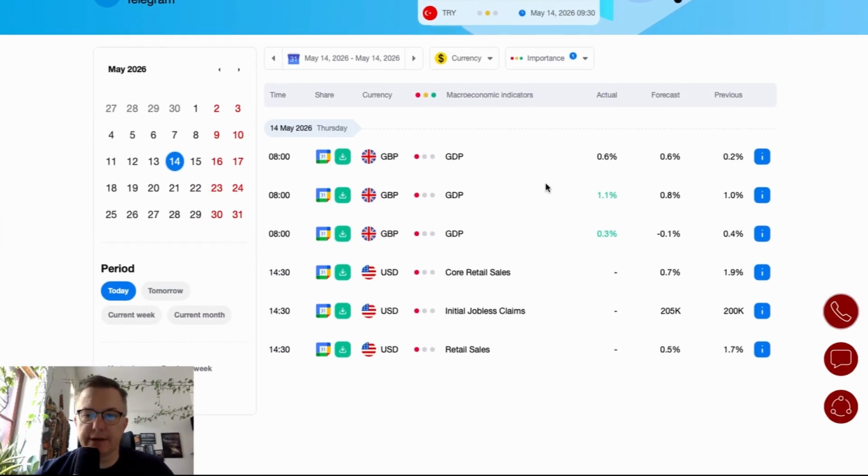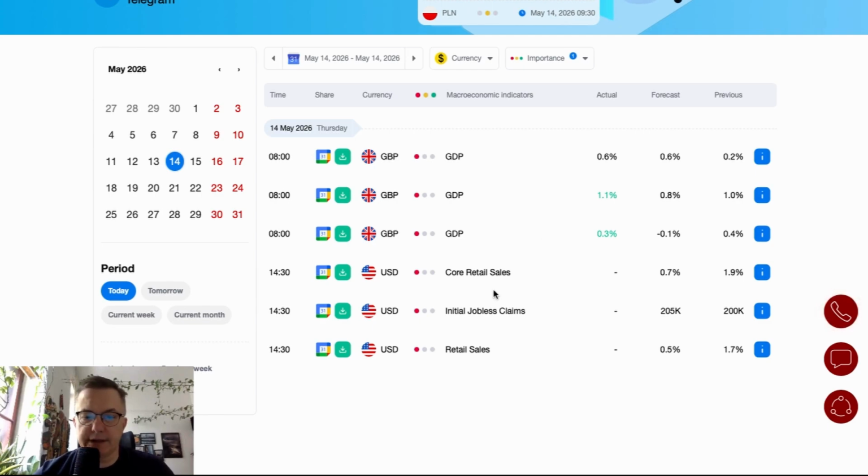Very important data. Some of it has been published, like GDP from the UK, as you can see, in line with expectations, up from 0.2 to 0.6% and up from 1% to 1.1%. Overall situation here with the GDP, different measures. I think it's monthly, quarterly and yearly GDP, generally better than expected numbers from the UK.